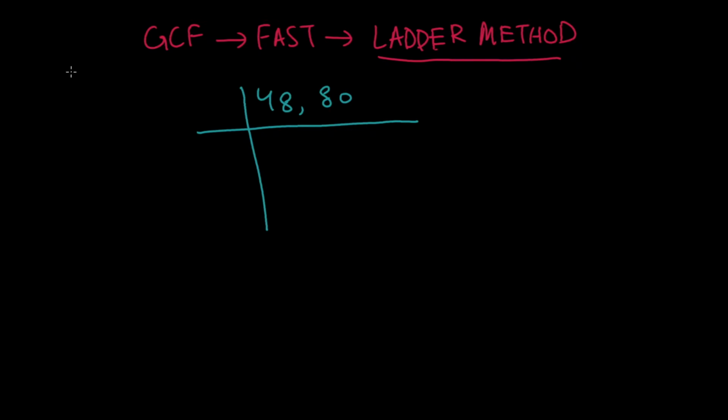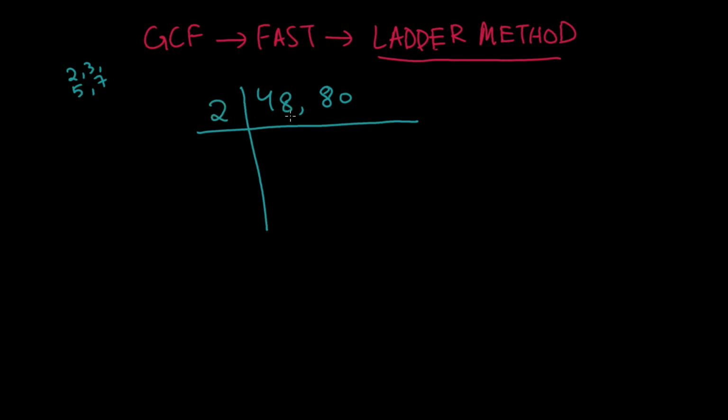Just because I like to do this, I write down the prime numbers on the side, so 2, 3, 5, and 7. It just helps me see them really quickly, and then maybe I can divide fast. Okay, so let's get started. What number divides both 48 and 80? That's going to be 2.